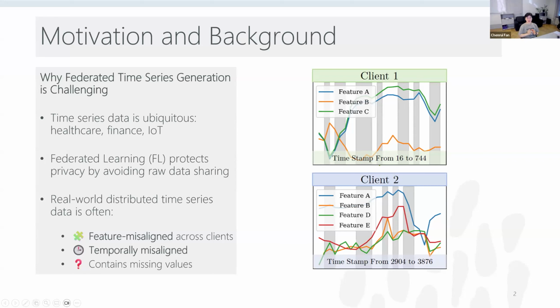Second, temporal misalignment is common because clients collect data over different time periods or at different sampling rates. For example, here client one covers 16 to 744, but client two covers 2000 to 3000 and so on. So this is another problem. Finally, missing values due to sensor failure are very common in time series. So this is very different from tabular data. To solve these three problems, we need to think about some methods.